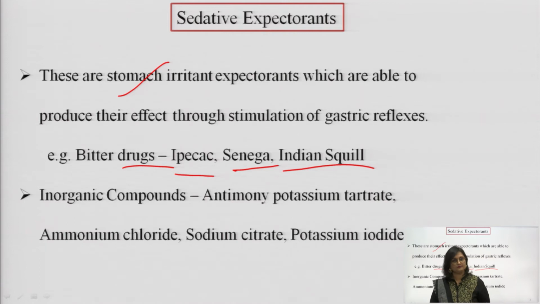Clear all of you? Now, these sedative expectorants belong to two major categories. Number one, naturally derived compounds. Number two, inorganic compounds. What are the naturally derived compounds? Bitter drug, ipecac, senega and Indian squill. Whereas the inorganic compounds can be briefed as antimony potassium tartrate.